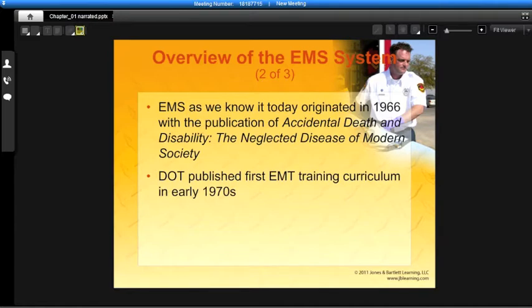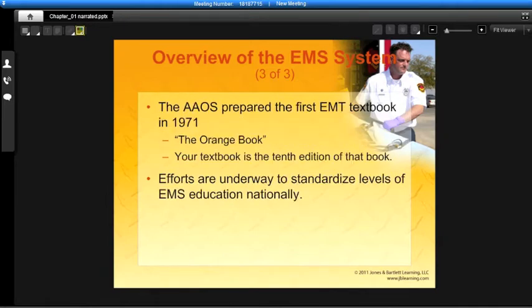EMS as we know it today originated in 1966 with the publication Accidental Death and Disability, the Neglected Disease of Modern Society. And then the Department of Transportation published the first EMT training curriculum back in the early 1970s. The AOS prepared the first EMT textbook in 1971, a lot of times referred to as the Orange Book. And the textbook that you're using for this class is actually the 10th edition of that book.